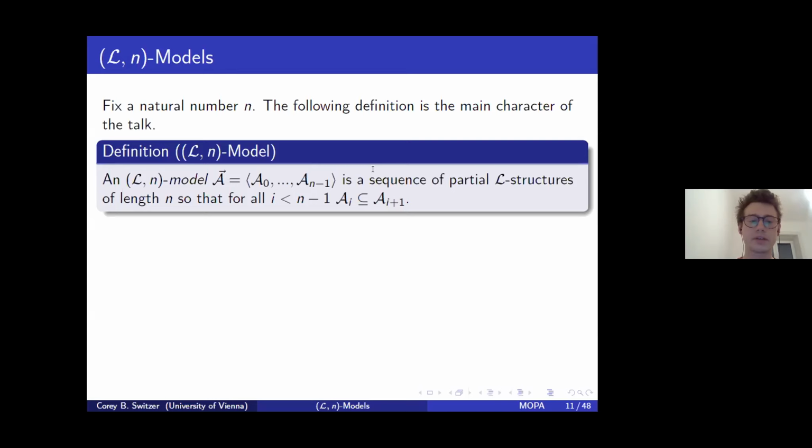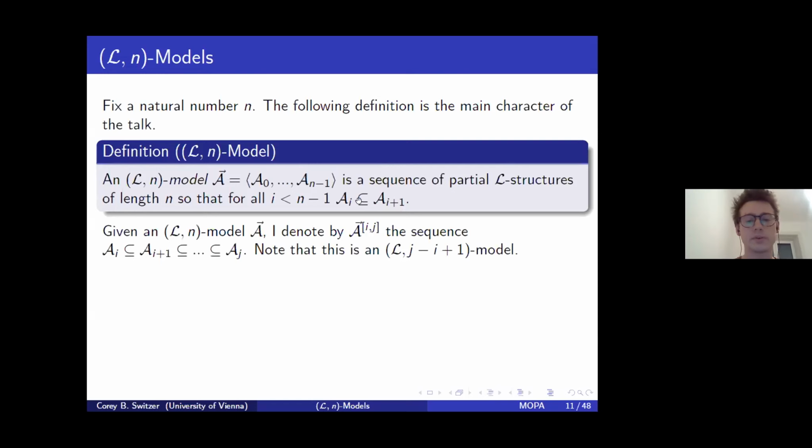Let me pause for 1 second because I know that slides go by fast on an afternoon on Zoom. If you remember nothing else, you should remember this definition. So now just some notation. If I have an Ln model, then I'm going to denote by a vector to the i comma j the subsequence going from the ith spot to the jth spot. And notice that this is an L of j minus i plus 1 model.